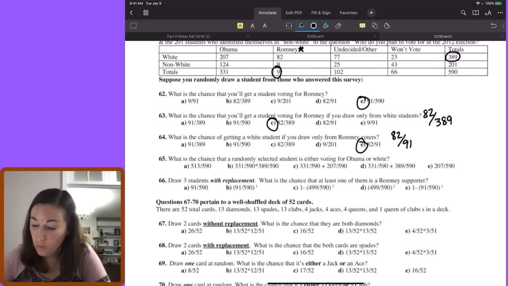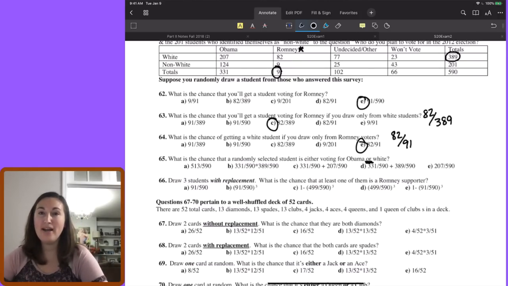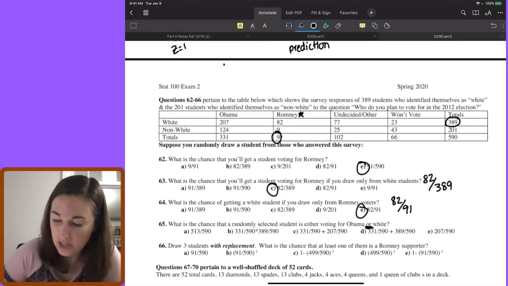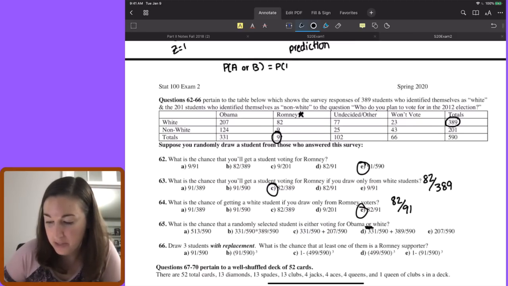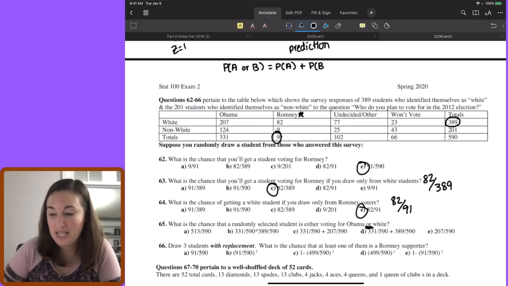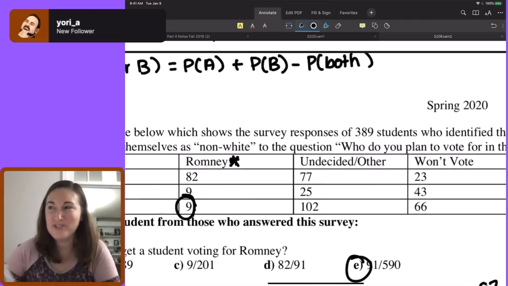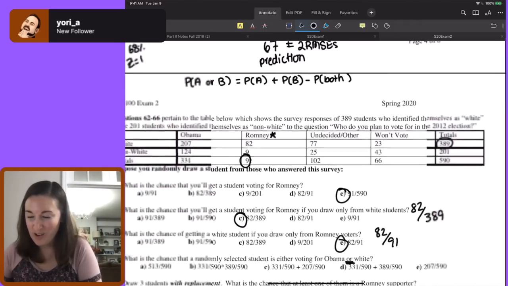So here, this or, we're going to go ahead and use the addition rule. So I'm actually going to write at the top of the page. The addition rule says that the probability of A or B is equal to the probability of A, or means to add, plus the probability of B. And then we have to subtract the probability of both because we don't want to double count anyone that's both.